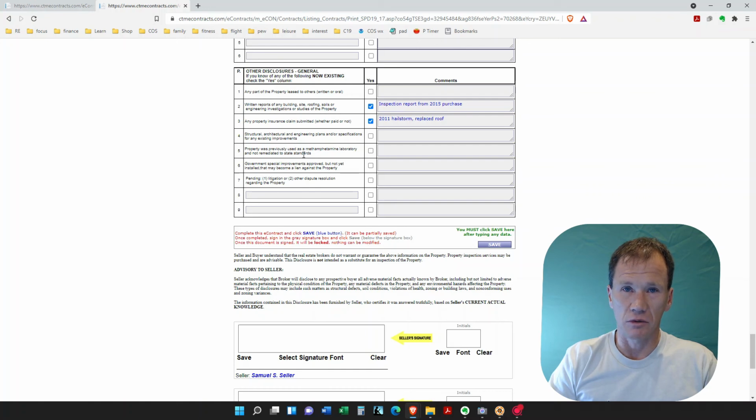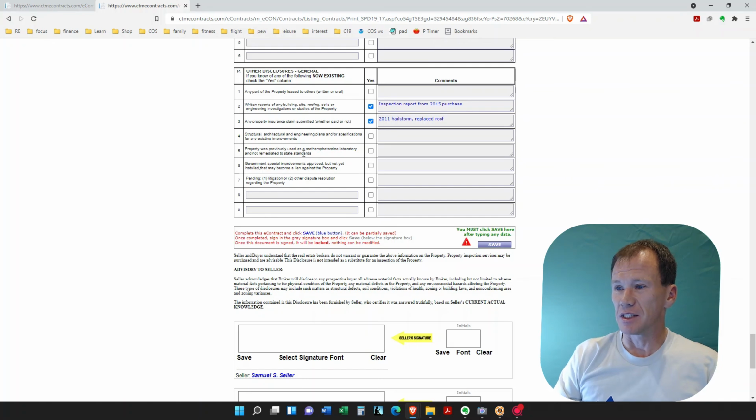I would suggest you also talk to a real estate attorney. If I'm representing you and you say, hey, my house was used as a meth lab, we will get a real estate attorney involved just to make sure that we are extremely on the right side of handling that. But what this says is previous use as a meth lab and not remediated to state standards. So if it was used as a meth lab, but it's been remediated to state standards, I don't believe you have to disclose that. But again, check with your agent, or if you're with me, we're going to check with an attorney and we'll be sure for your specific situation.